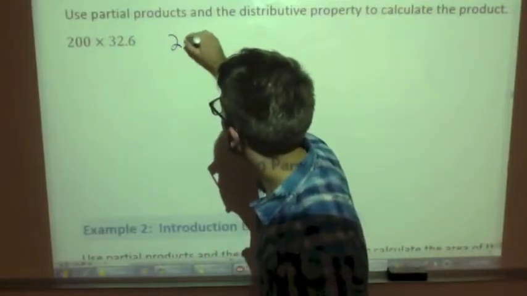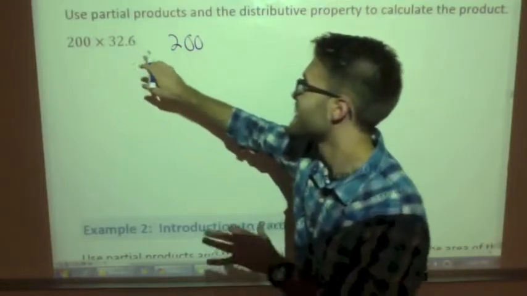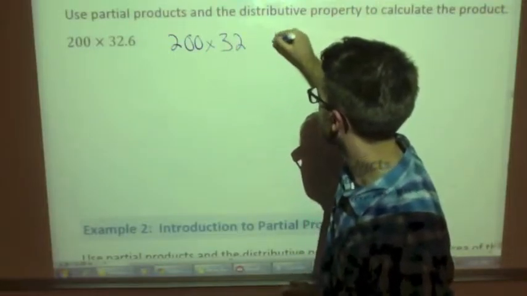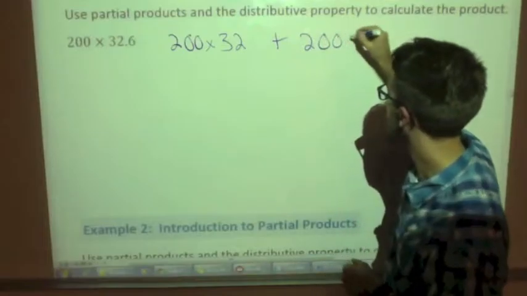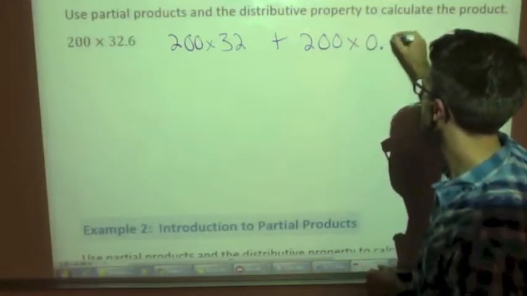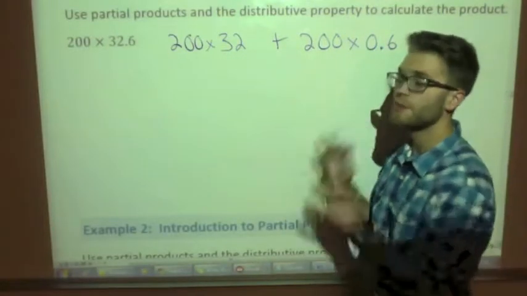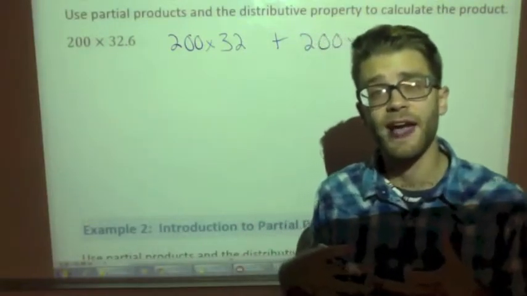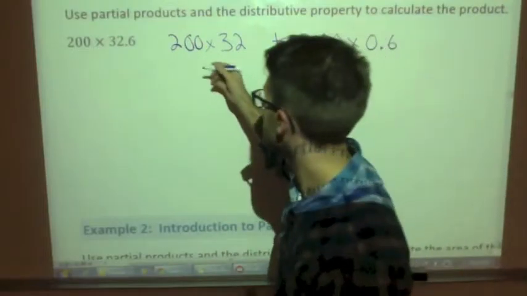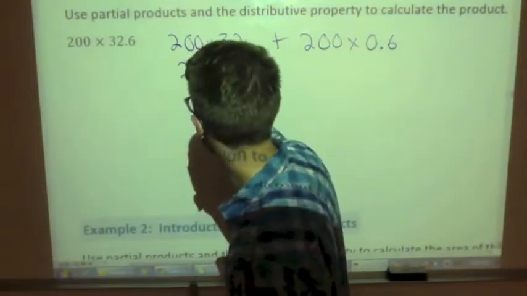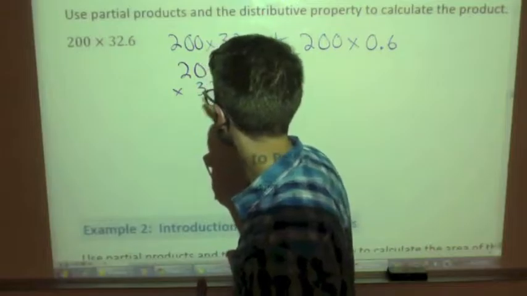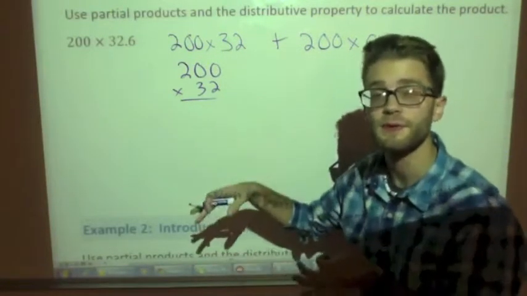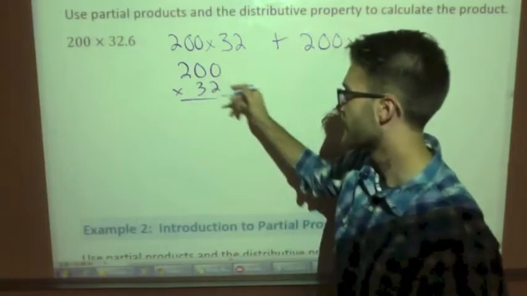So 200, we're going to split this number here. So we have 200 times 32 plus 200 times 0.6. And now we've got 2 multiplication problems we're going to solve that are a little easier than the original, and then simply add it together. So this one, 200 times 32. Let's go ahead and do this one. There's multiple ways you can do this. You can kind of get rid of the zeros if you want and just do 2 times 32, then put those zeros back, or you can multiply it the long way like I'm going to do.